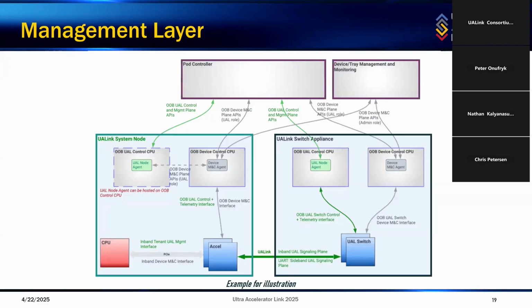On the right side in the black box is the UALink switch appliance. So for the control and management aspects here, this diagram shows two separate CPUs providing the management and control aspects, but those could of course also be a single common implementation. Essentially what we're defining here is a UALink switch management agent. This agent will talk to the UALink switch and provides the switch configuration, the telemetry, and any of the other setup needed or reconfiguration needed as things evolve and they're deployed in the field.